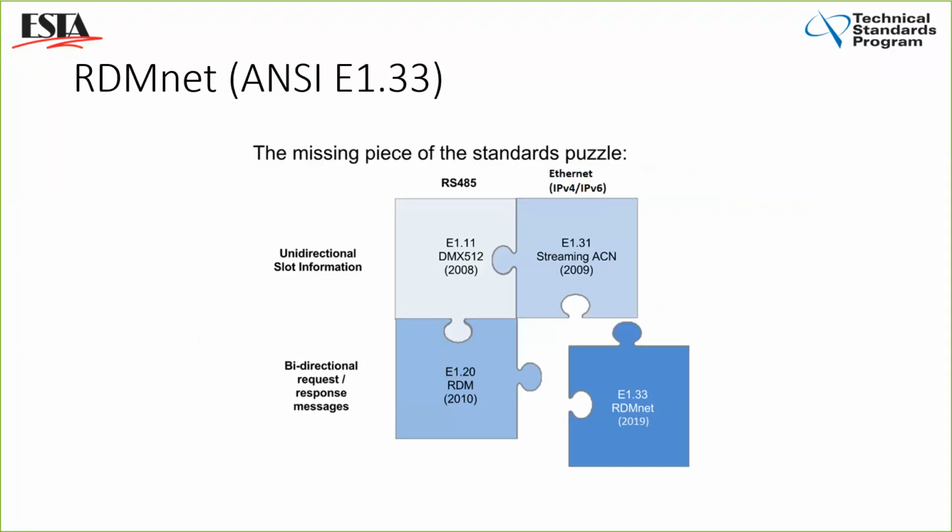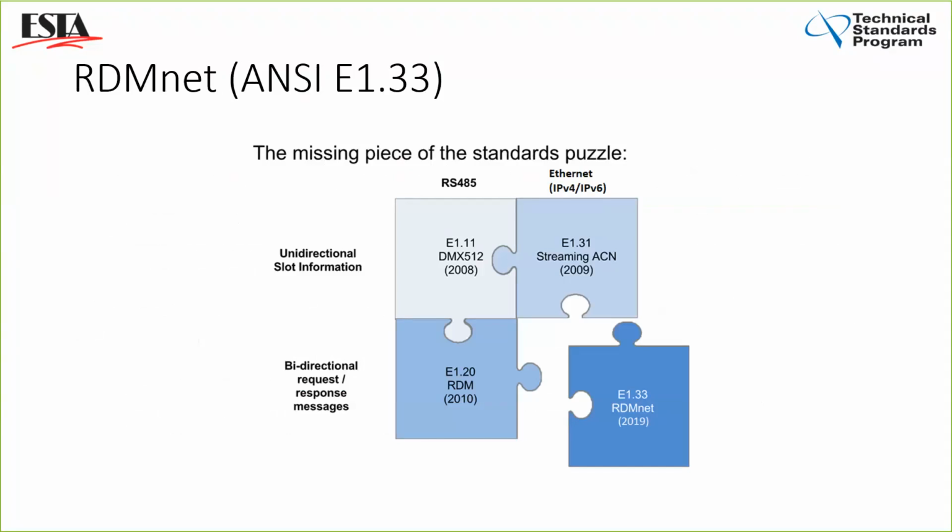So in 2009 or so, we added E1.31, which is streaming ACN. This allowed us to send control data, DMX 512 packets, over a network. We basically package up the DMX 512 frames and send them over a network. So we can now have many universes of DMX 512 all running over Ethernet.